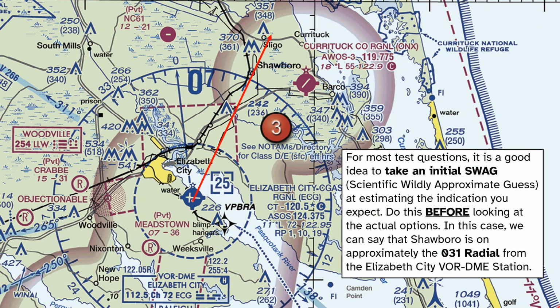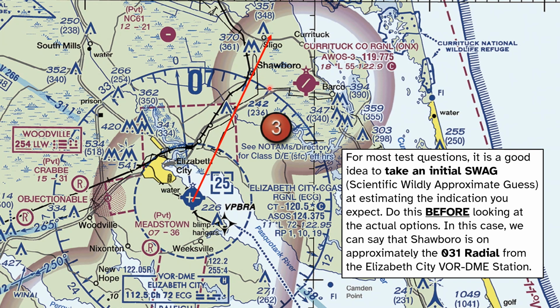We call this a swag, a scientific, wildly approximate guess. Take your swag before you even look at any of the VORs on the page. Get an idea of the reading that you expect to have before you go in and try to make sense of it. On a VOR compass rose, each of these longer lines is 10 degrees. So from here to here is 10 degrees. So if we look, there's 0, 10, 20, 30. Each of these smaller lines in here is 5 degrees. So that's 30, that's 35 right there.